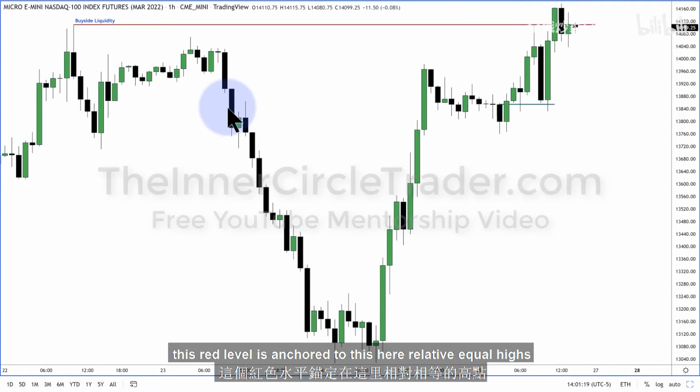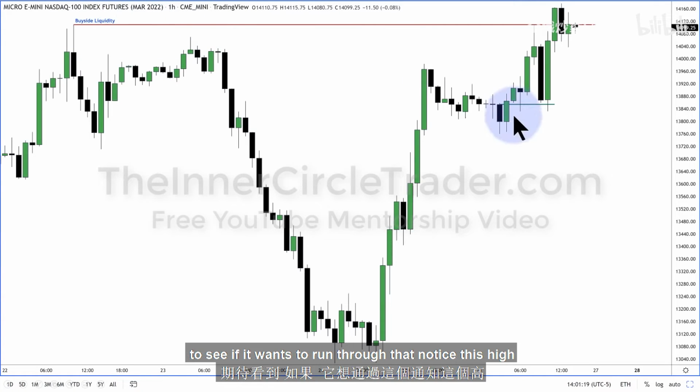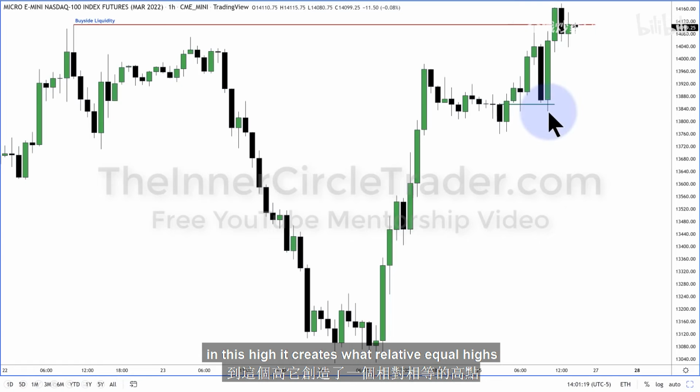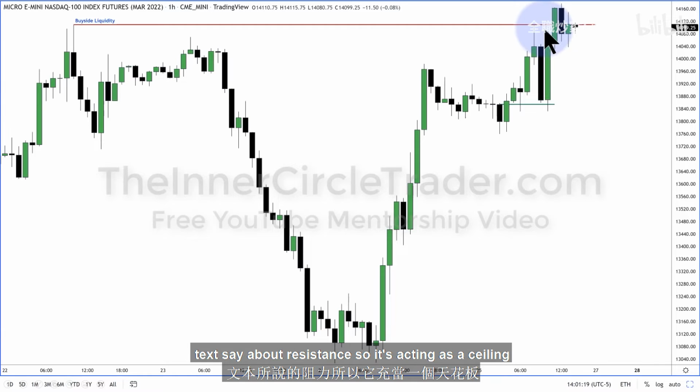Buy side liquidity resting right up there. So we're going to take these levels. This red level is anchored to this here. Relative equal highs. Buy stops are above that. Rallies, comes back down in. We're looking to see if it wants to run through that. Notice this high and this high. It creates what? Relative equal highs.